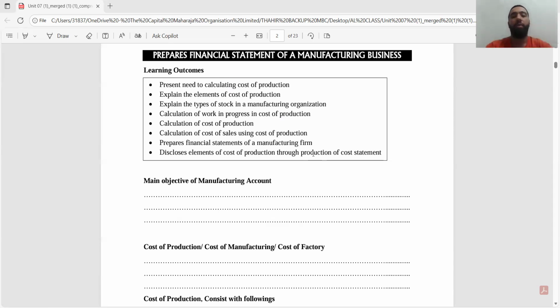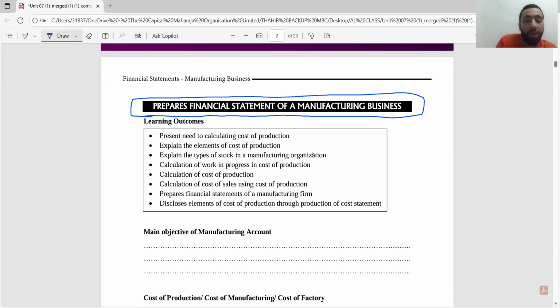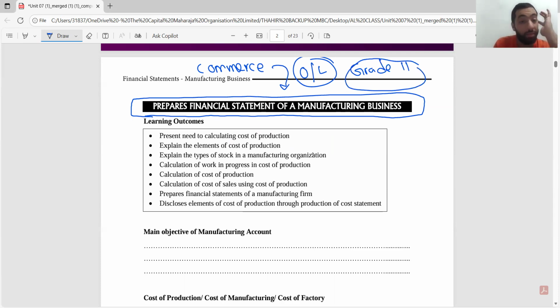Okay. So today we are starting manufacturing accounts. Where did we learn this? Have we learned this before? You all have definitely learned it, if you have done the commerce subject at O levels. In grade 11 you should have learned this. There is a lesson called manufacturing accounts, if I remember right. So this is where you would have learned it.